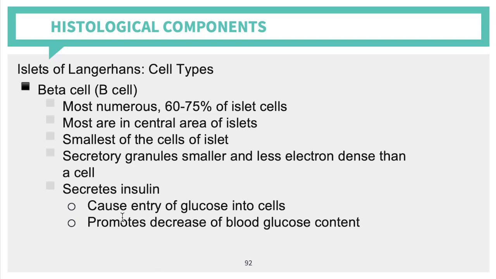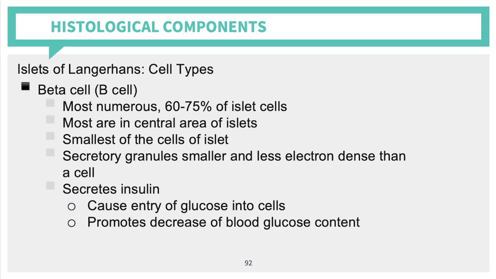So, what will be the function? It promotes decrease of blood glucose content. So, the function of your insulin is opposite to glucagon. Our glucagon releases glucose so there is more glucose in our body or in our blood. The function of your insulin, once there is too much glucose in our body, is to transfer your glucose from the blood towards the cell. It lets glucose in. Cause entry of glucose in the cell, which will in turn decrease the blood glucose level in our body.